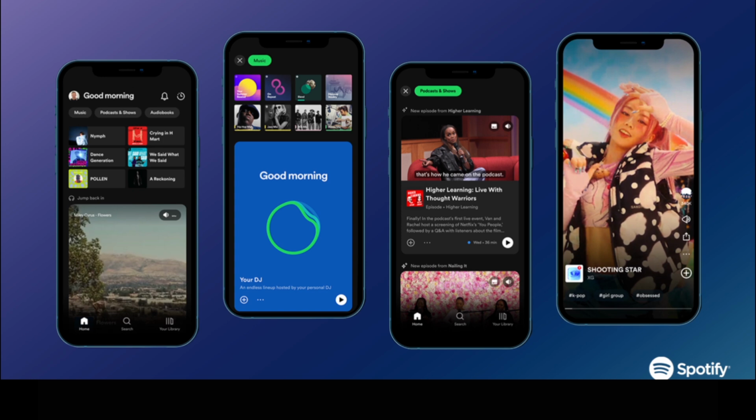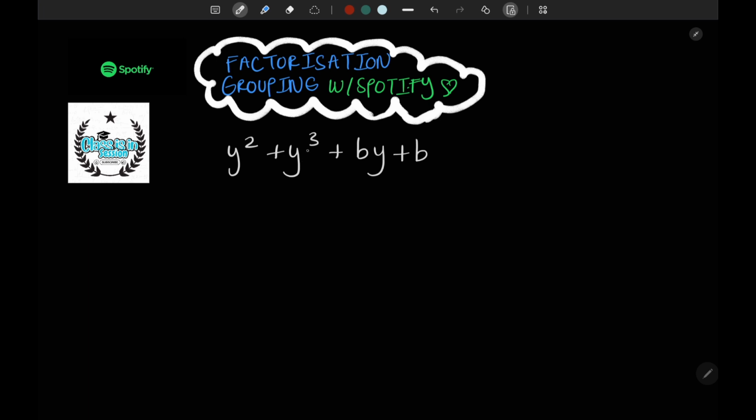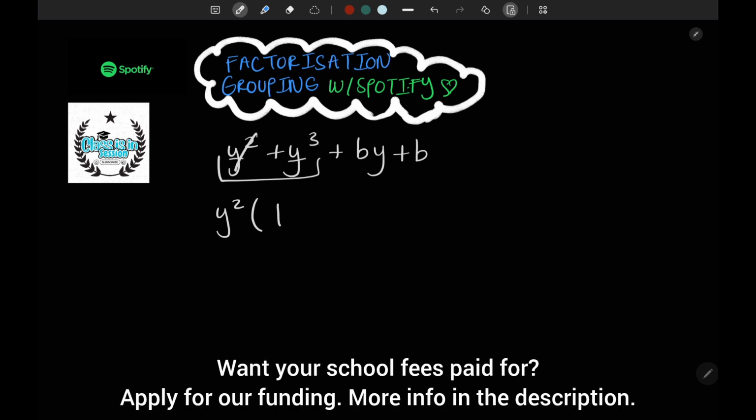Let's try y squared plus y cubed plus by plus b. What's the first step? Factorize the first two terms. We have y and y. Let's take the one with the least power, which is y squared. Open a bracket. Y squared divided by y squared is 1. So you write 1 here, plus y cubed and y squared. 3 minus 2 is 1. So this is y to the power 1.